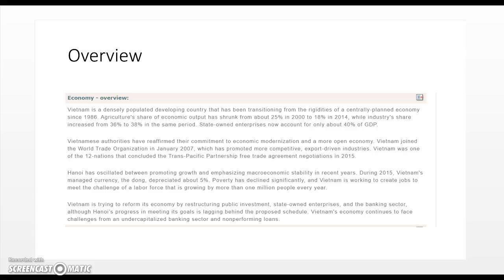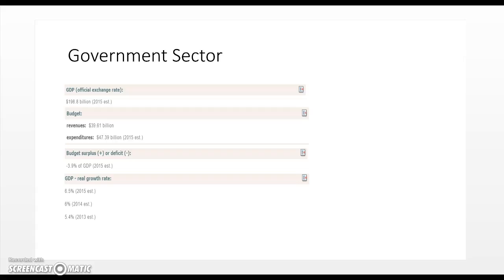Overview. Vietnam is a quite densely populated country that makes a large percentage of its money in agriculture, industry, and services. A large percentage of the population is in poverty, about 11% of the total population of 91 million. That is about 9 million people, quite a high number.